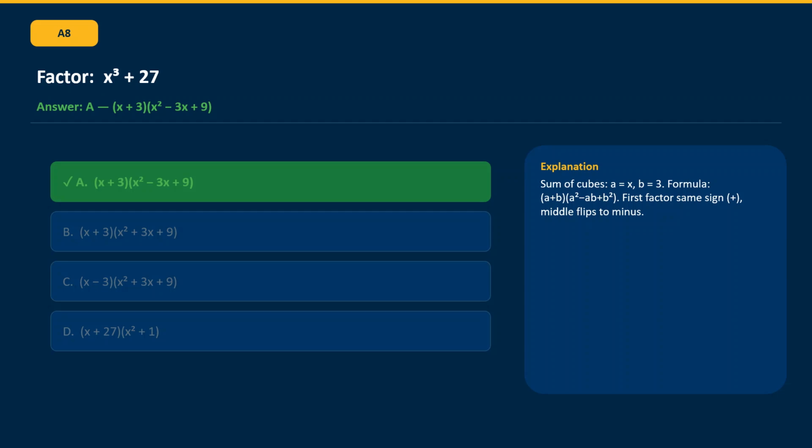X cubed plus 27 equals x cubed plus 3 cubed. Apply the formula with a equals x and b equals 3. The first factor matches the plus sign, giving x plus 3. The trinomial has the opposite sign on the middle term, giving x squared minus 3x plus 9. Remember, sum of cubes puts a minus in the trinomial middle.